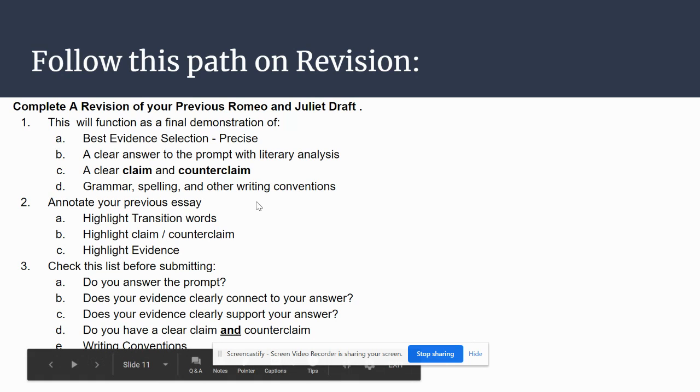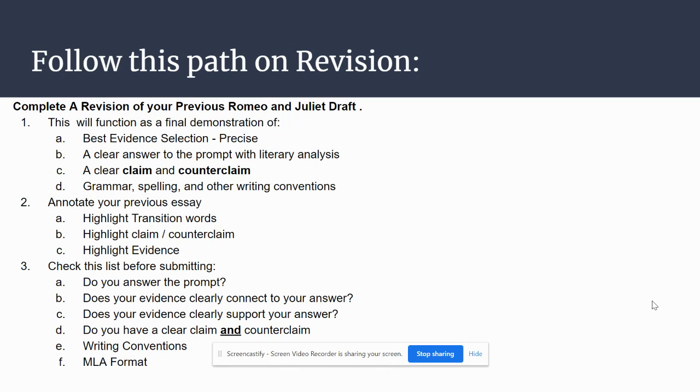Here's a path. I know this is kind of a lot of text, so we're just going to take it as it is. You're going to need to make sure that you have the best evidence, demonstrating that you can read and find good, strong evidence, a clear answer to the prompt with literary analysis, a clear claim and counterclaim, and grammar, spelling, and other writing conventions you'll need to consider.